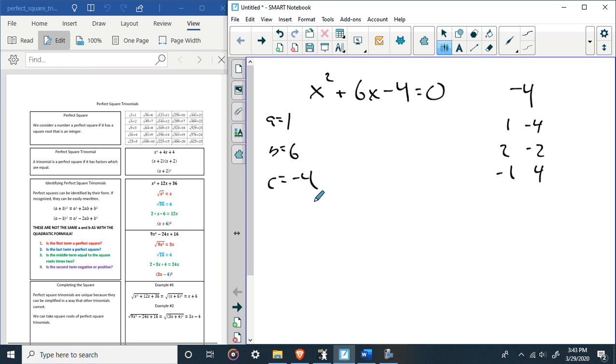So now the question is, are there no answers to this? Yeah, there are. There are two answers to this. The problem is we can't solve this by factoring, so there's got to be some other way. Okay, so let's talk about completing the square and why we would want to do that.